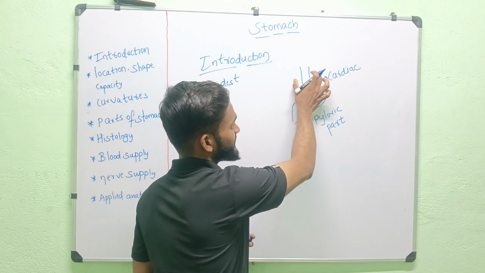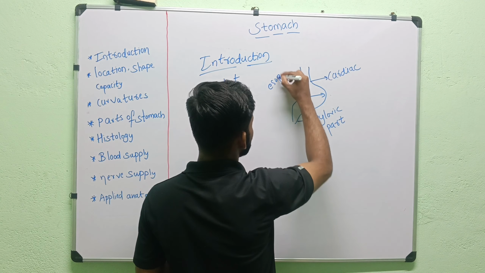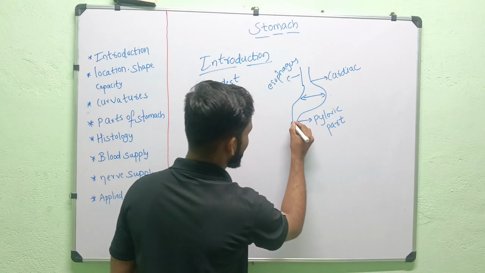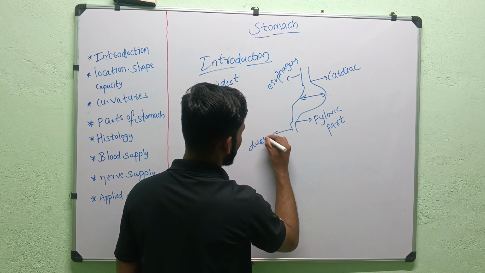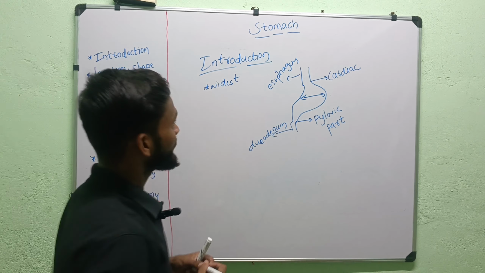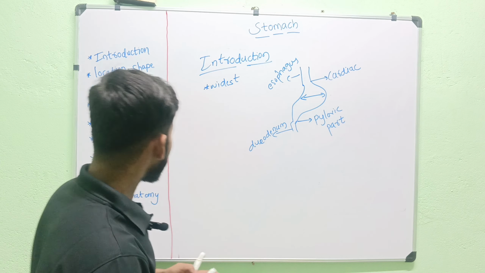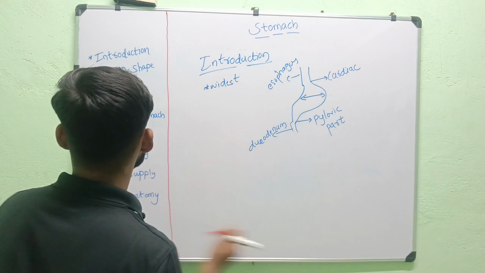The upper part of your stomach is connected with your esophagus, and the lower part, the pylorus, is continued with the duodenum. That is all about the introduction of your stomach. Next we are going to discuss the location, shape and capacity of your stomach.